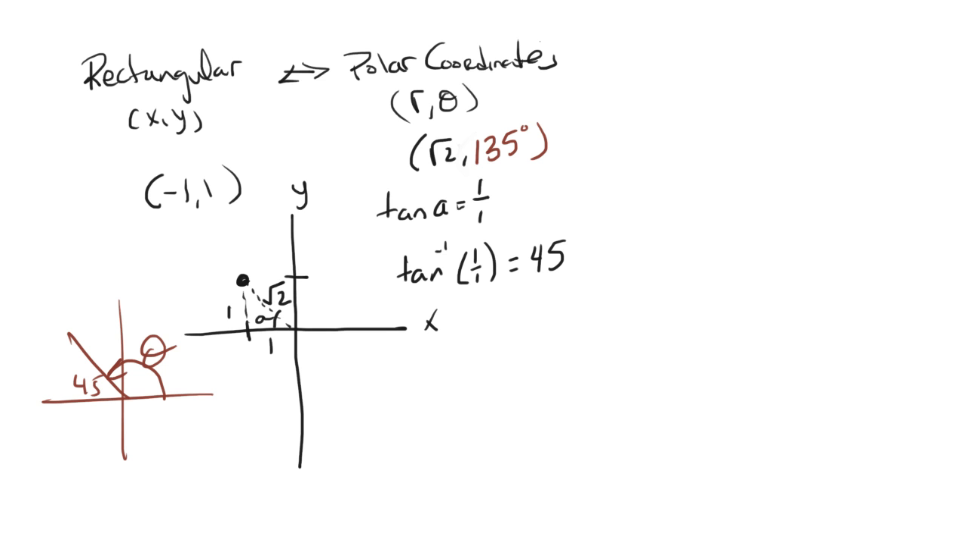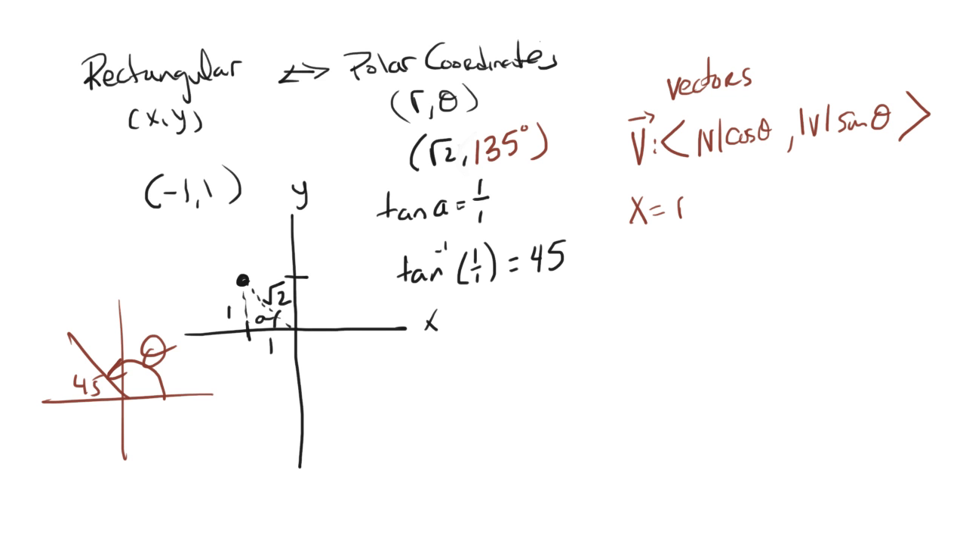Now, we can go the other way. And if you remember, when we did vectors, we had a formula, and it said something like this: magnitude of v times cosine theta, and magnitude of v times sine theta. And that's how we could figure out a vector. Well, it's very similar for this. x is r cosine theta, and y is r sine theta. And so we're just going to plug in the values.